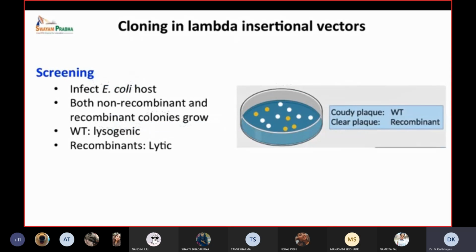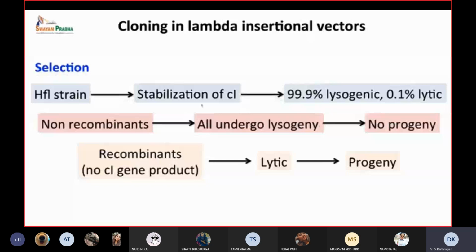So after cloning, you infect the E. coli host, and both non-recombinant and recombinant bacteriophages will grow. The wild type will mostly be lysogenic, whereas recombinants will always be lytic. So you get cloudy plaques where it is the non-recombinant bacteriophage vector, and clear plaques because of the recombinant bacteriophage vector. And a special strain like the HFL strain of E. coli is used, which basically stabilizes the CI gene.